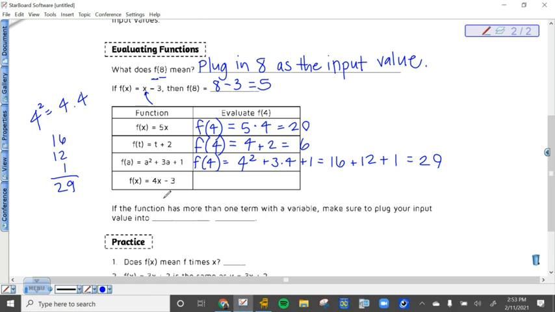Then f of x equals 4x minus 3. That means I plug in 4 for x. 4 times 4 again is what? Yeah, 16 minus 3 equals 13. So like in this one, if a function has more than one term with a variable, make sure that you plug your input value into each one.